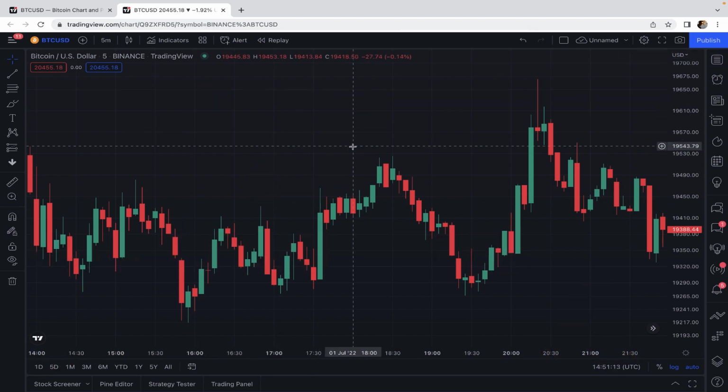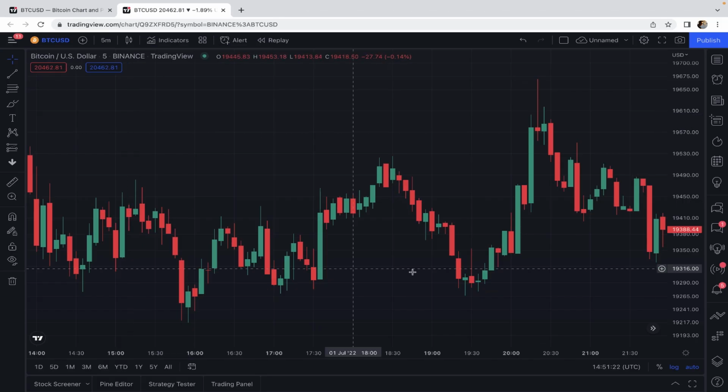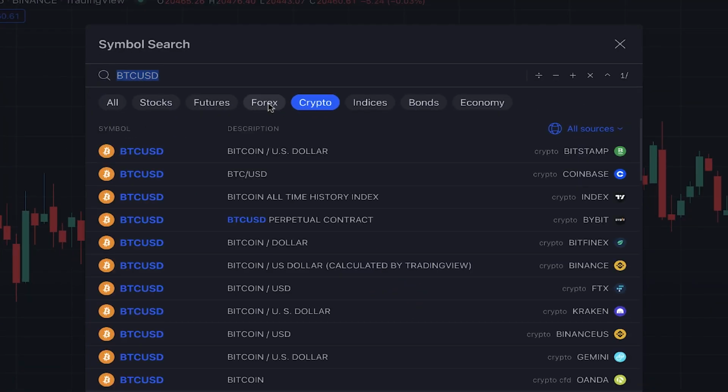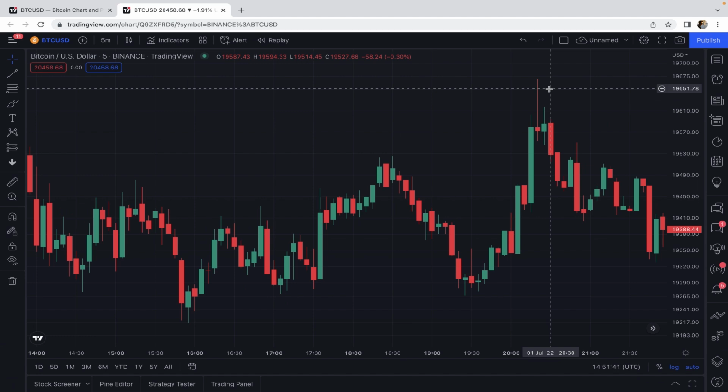Alright, this is a 5-minute scalping strategy. So here we set the chart time frame on 5 minutes. This is the price chart of Bitcoin, but you can use this scalping strategy on any other financial asset, whether it's crypto, Forex, or stocks. The only requirement for this strategy in terms of the asset or market is the trading volume and liquidity.